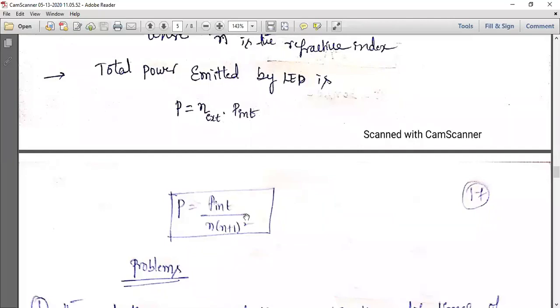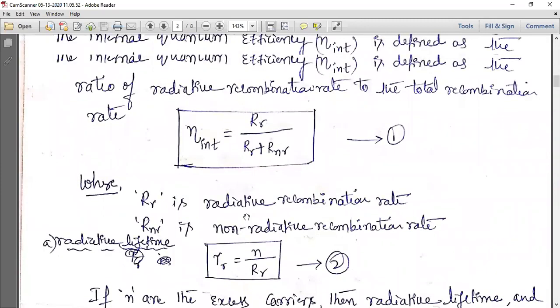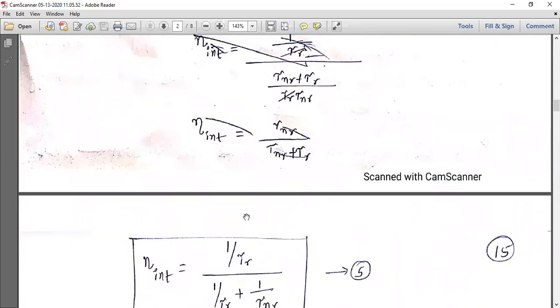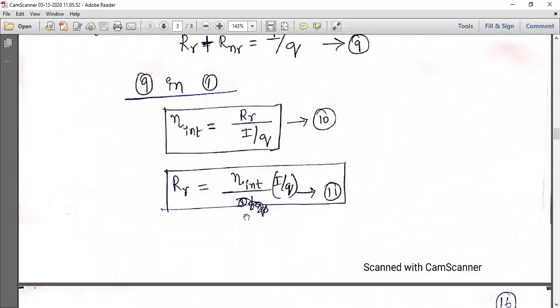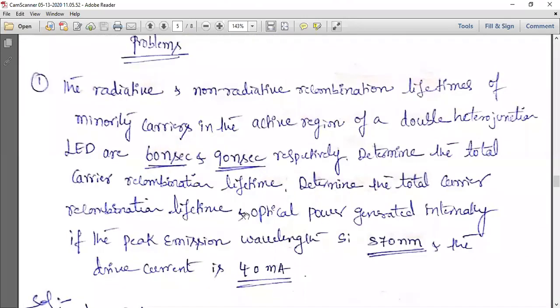Normally they will ask for 6 to 8 marks. So you can explain step by step what is radiative, non-radiative, then use all the expressions and derive the internal quantum efficiency, internal power, external quantum efficiency, and external power. If they don't ask for the derivation, they ask a problem related to that. We'll go through it. It is simple, just substitution.